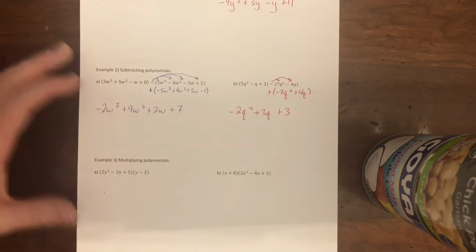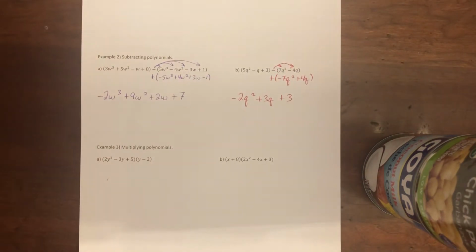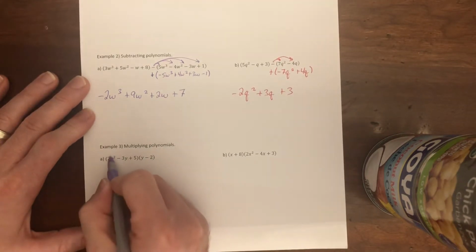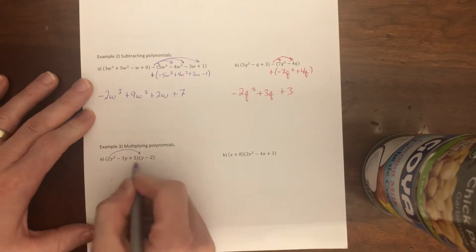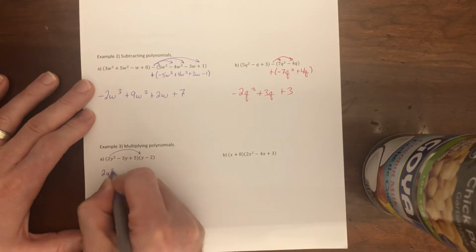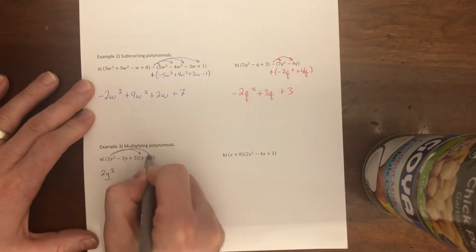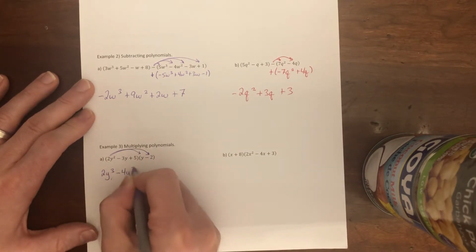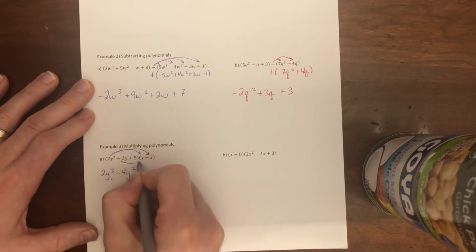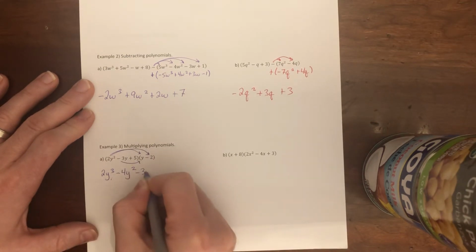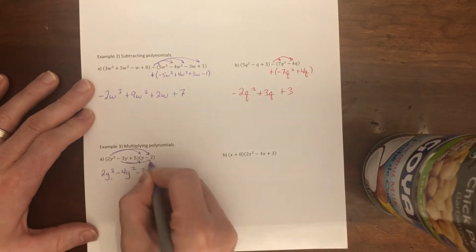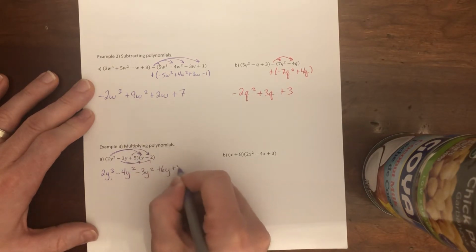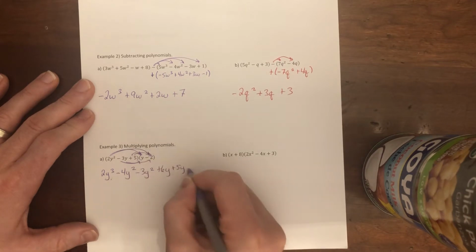All right, for the next one, when we talk about multiplying polynomials, there's a couple ways we can go about it. We can distribute everything in the first parenthesis. So 2y squared times y would be 2y to the third. 2y squared times negative 2 would be negative 4y squared. And then we would do the negative 3y plus 6y. Then the 5 plus 5y minus 10.